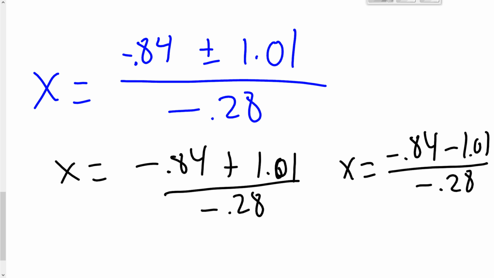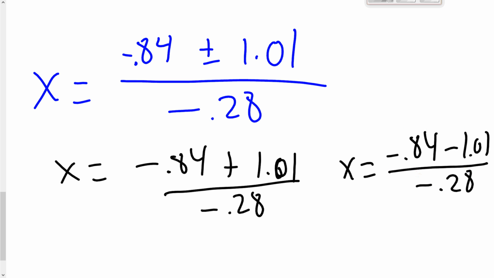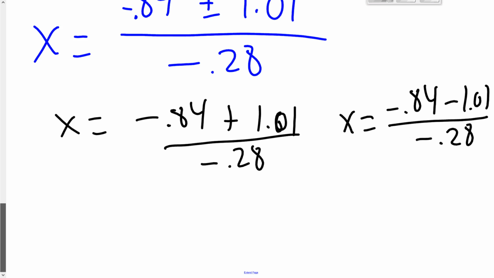Or you can see here, notice that, hey, I have a negative minus more negative. So if I borrow 84 cents and then I borrow $1.01, I'm still going to owe money. That's a negative, and what's a negative divided by a negative? That's a positive. So this one right here is actually going to give us the positive answer. Okay. So we don't even have to do the one to the left, but I'll go ahead and do it anyways, just so that you have that practice of doing it.